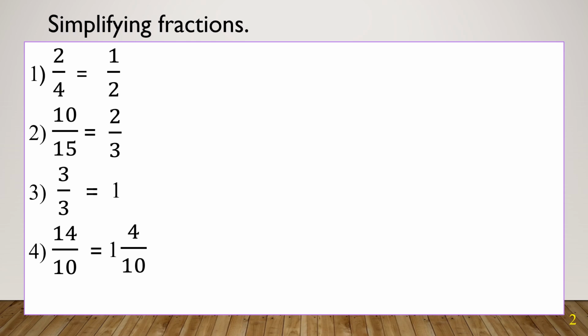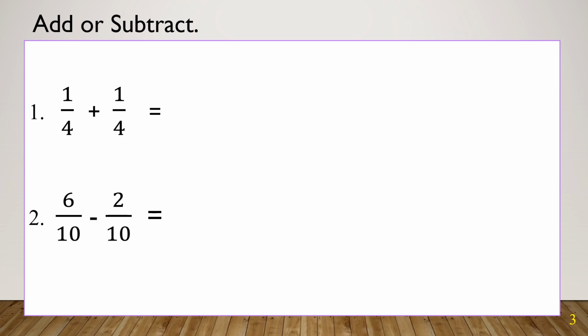So, this is not the final answer because 4/10 can be simplified into 2/5. So, divide both by 2. So, 4 divided by 2 is equal to 2, then 10 divided by 2 is equal to 5. So your final answer or your lowest terms for 14/10 is equal to 1 and 2/5.